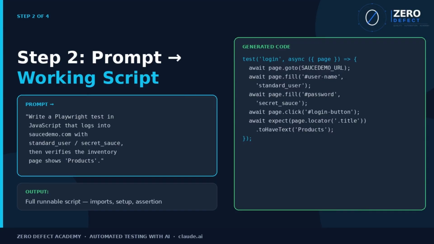It's a complete, runnable file. Imports at the top, browser setup, the actual login steps, one by one, filling the username field, filling the password field, clicking the login button, and finally, an assertion, a line of code that checks whether the inventory page actually loaded by looking for that product's text.